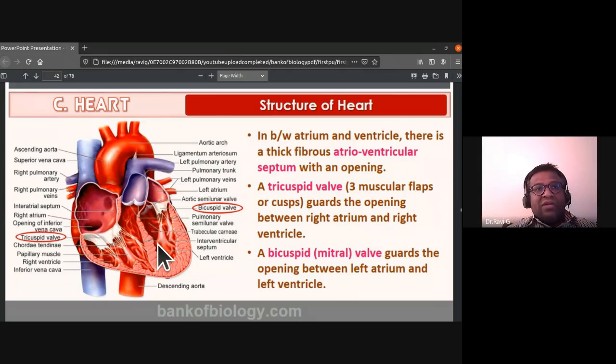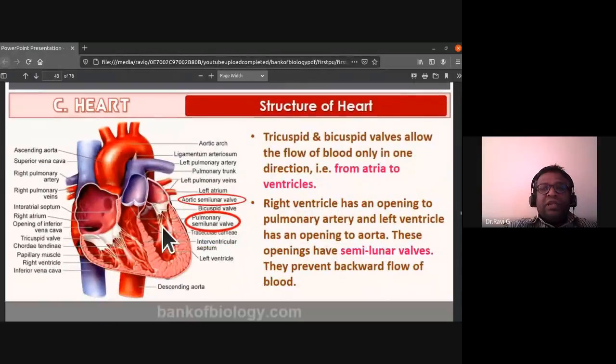In between the right auricle and right ventricle, it is the tricuspid valve. In LBL, in between the left auricle and left ventricle, it is the bicuspid valve. The bicuspid valve is also called the mitral valve, and it guards the opening between the left atrium and left ventricle. I've already told you the function of these valves is to prevent the backflow of blood. That is their major function. So the tricuspid and bicuspid valves allow the flow of blood only in one direction, from atria to ventricles.